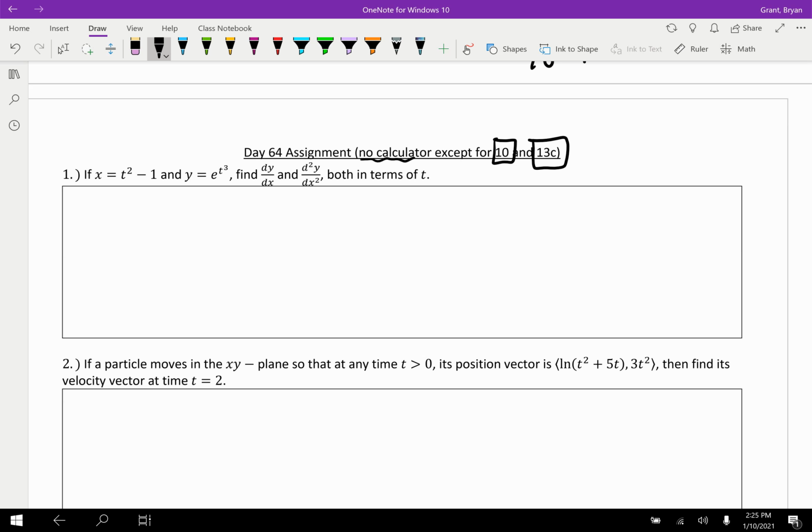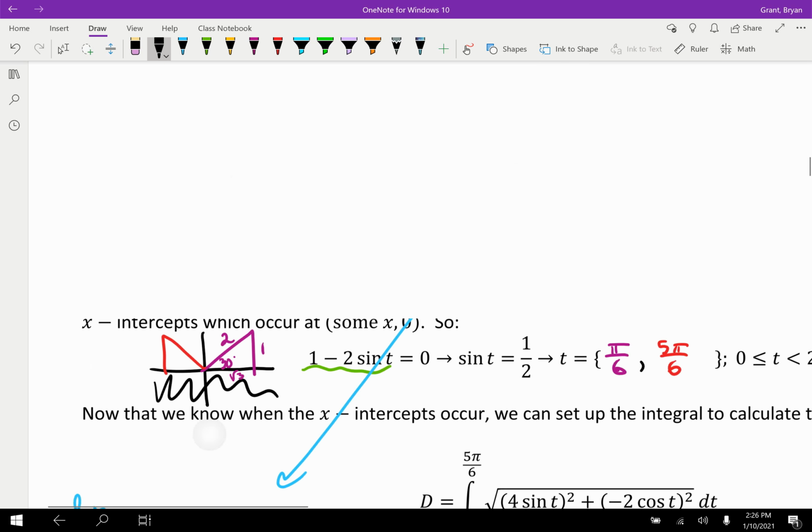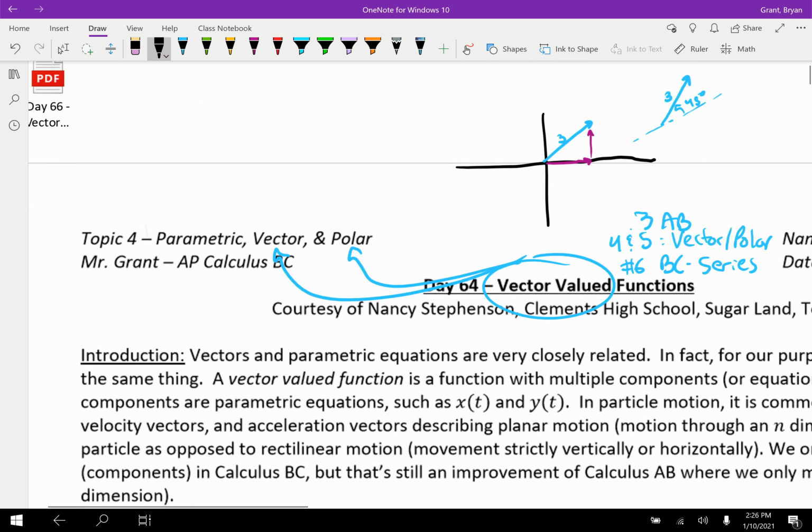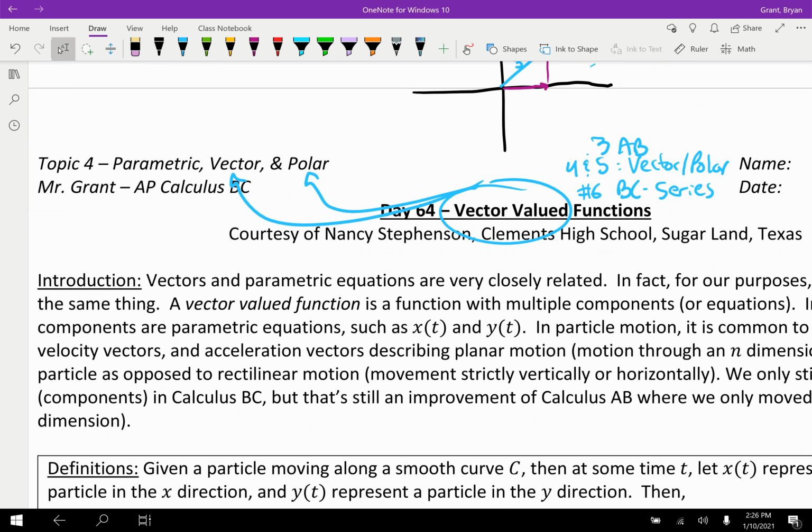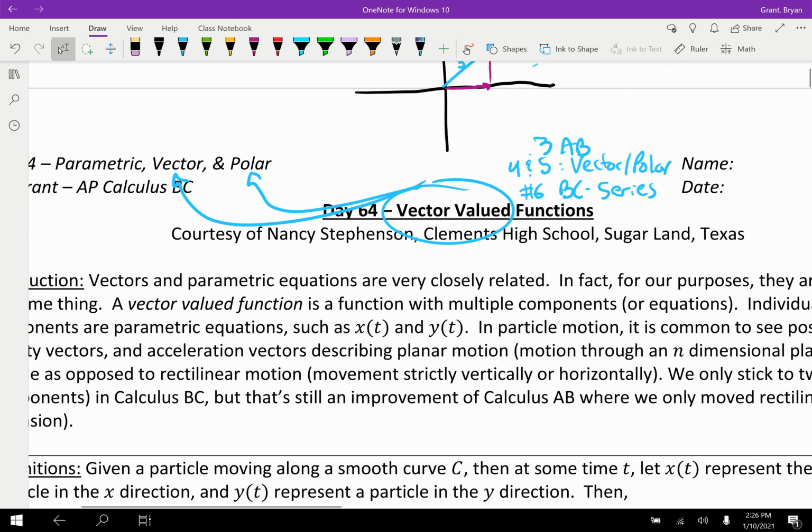I will note that there are no videos for the next 2 official days because it's just more vector practice. I'm going to throw some different questions at you in different ways, but really we're kind of done with our parametric and vector or particle motion section of this, so we're going to take a couple days to practice some of my problems. As a reminder, many of these lessons are from the marvelous Nancy Stevenson from Clements High School in Sugar Land, Texas. Always important to cite your sources. And then we'll finish off with some AP style questions, and that'll be half of topic 4 done. Then we'll get into polar, which is really where the fun begins.